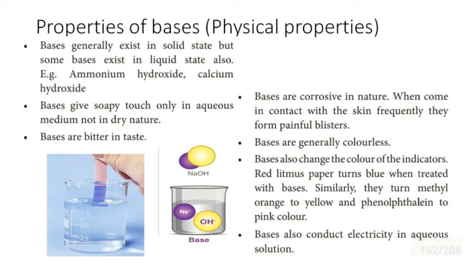Bases are generally colorless. Bases also change the color of the indicators. Red litmus paper turns blue when treated with bases. Similarly, they turn methyl orange to yellow and phenolphthalein to pink color. Bases also conduct electricity in aqueous solutions.